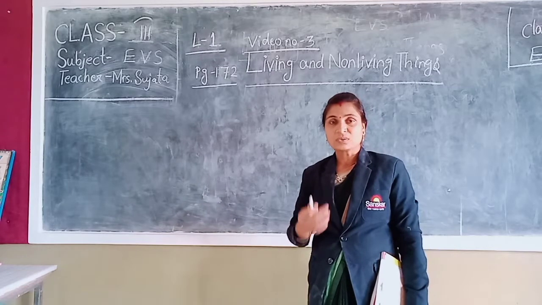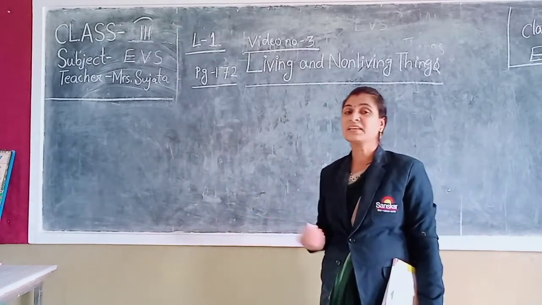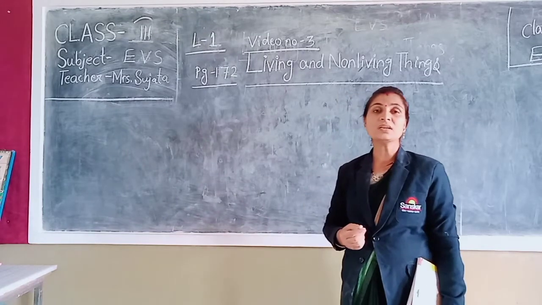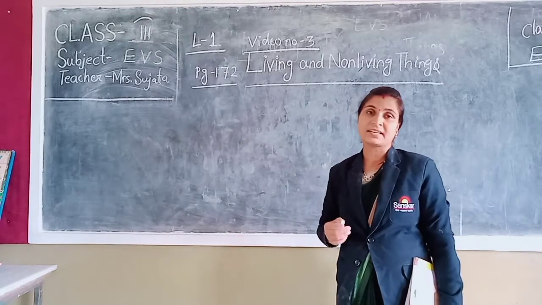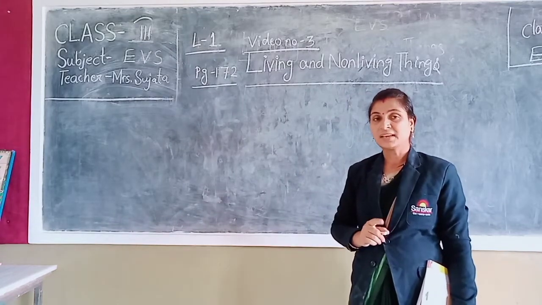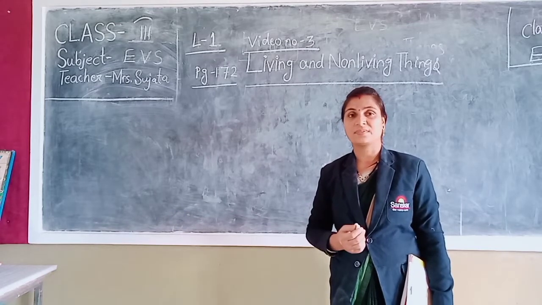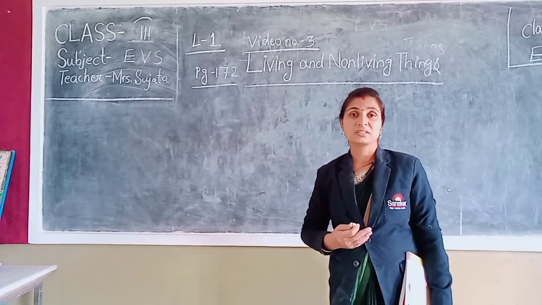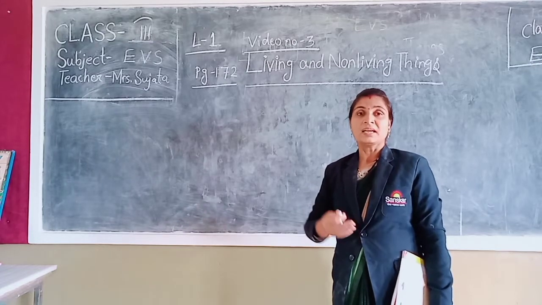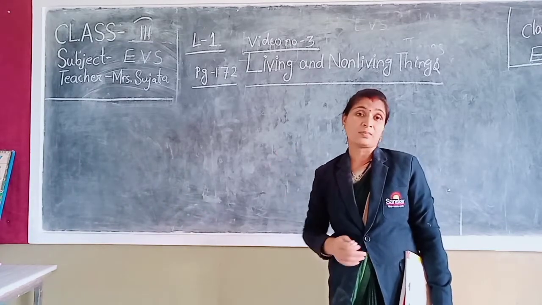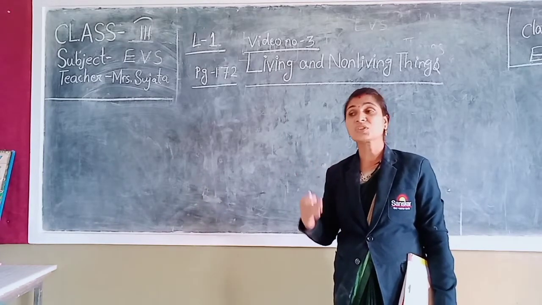In last class, we have discussed about the characteristics of the living things. So, the characteristics of the living things are: number 1, they need food, water, and air to live. They give birth to young ones in a passage of time. Okay, they grow in a passage of time. They increase their number. They give birth to young ones.